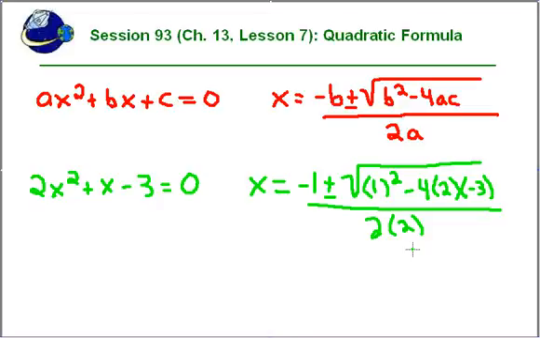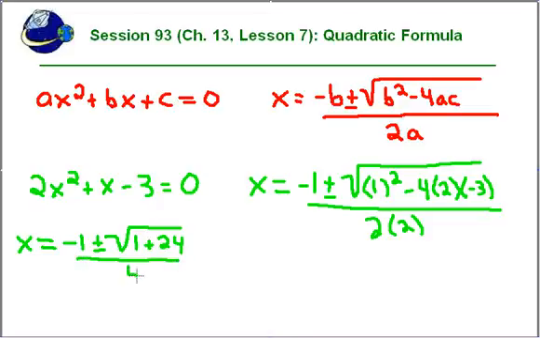Okay, at this point, now that we've plugged in our a, b, and c into this formula, we can start simplifying. So I'm just going to rewrite this and start some simplifying here. We have x equals minus 1 plus or minus the square root of, well, 1 squared is 1. Minus 4 times 2 is minus 8, and minus 8 times minus 3 is plus 24. So that's going to make this a plus 24. That takes care of the top part. The bottom part is 2 times 2, which is 4.